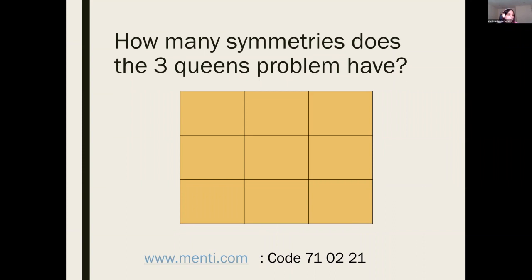So here's a nice quick bit of audience participation. The 3 queens problem. You've got to put 3 queens on a chessboard. How many symmetries do you think this problem has? And for the questions I'm going to ask, there is not usually a right answer. There's not a single good answer. If you go to the website listed at the bottom, menti.com, you can enter the code, and I'm just going to try it to make sure it works, 710221. And then you can enter a number and see what people think. So go on, have a think about how many symmetries you would say this problem has.